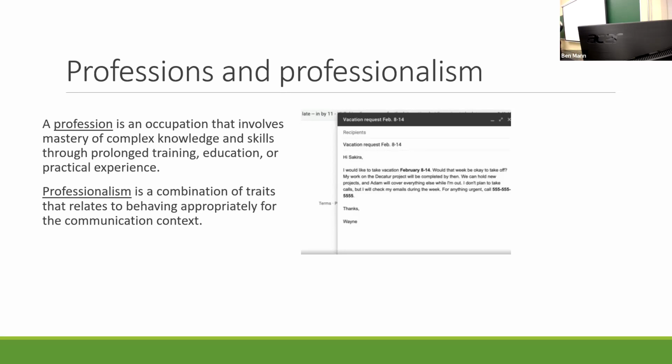So a profession is an occupation that involves mastery of complex knowledge and skills through prolonged training, education, or practical experience, right? What this means is that a profession is not necessarily white collar, right? In fact, a lot of the ways that profession and professionalism have been discussed have not been necessarily inclusive.